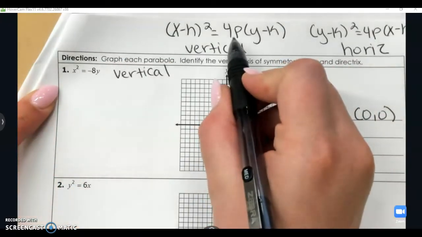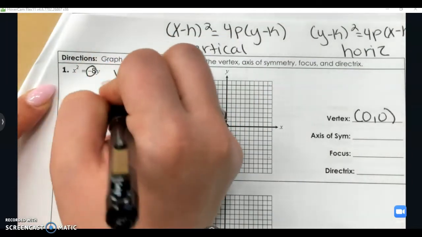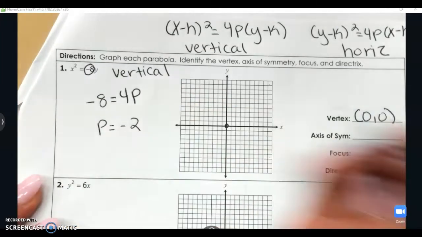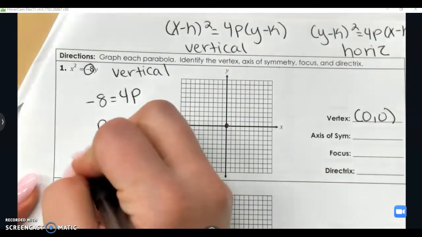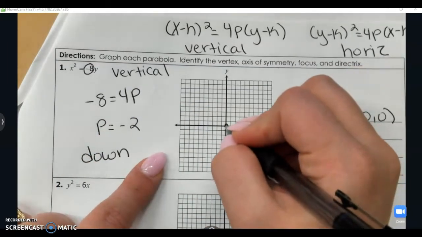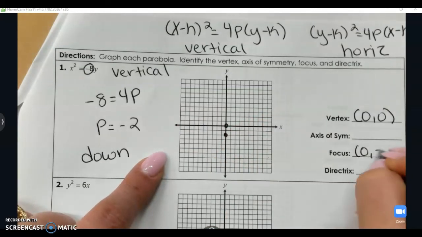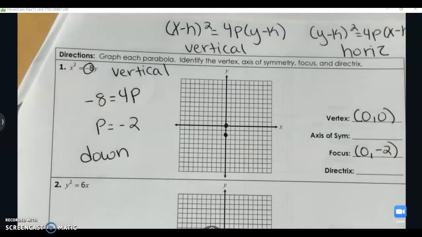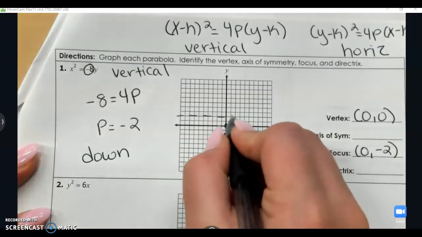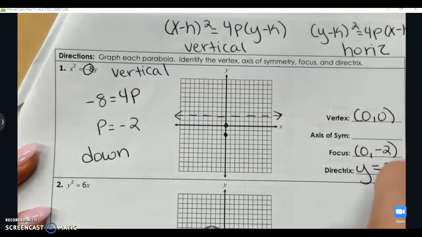So remember, 4P is what's being multiplied by the y in this equation. So negative 8 is equal to 4P, which if I divide by 4 on both sides means that P is negative 2. And because it's negative and I have a vertical parabola, that means I'm opening down. So if this is my vertex, my focus is going to be 2 down from there. So my focus is at (0, -2). And then my directrix is going to be up 2, and because it's vertical, it's going to be that horizontal line at y equals positive 2.